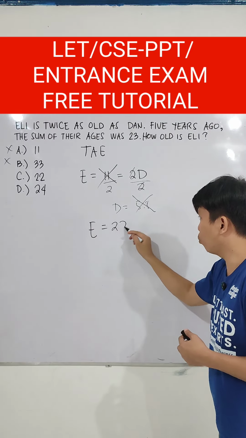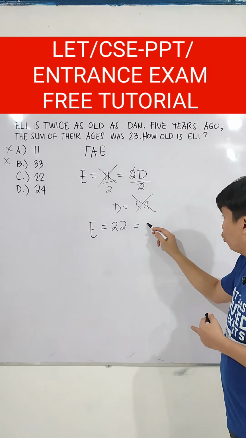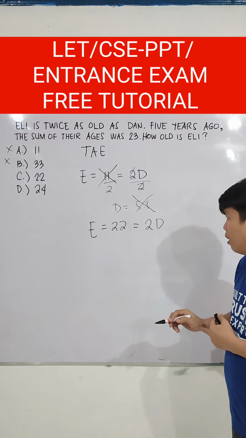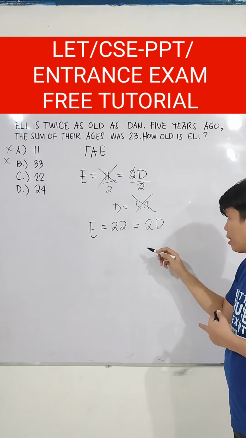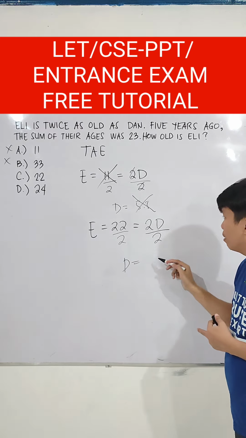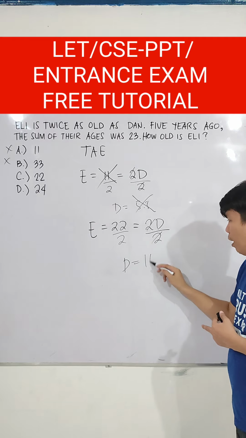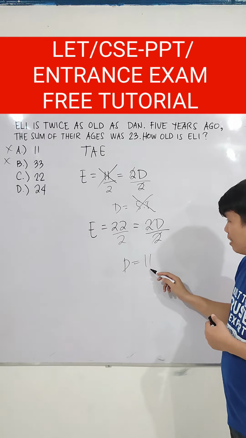Ellie is 22 and Ellie is twice as old as Dan. So if Ellie is 22 and Ellie is twice as old as Dan, therefore Dan is divide by 2. Dan is 22 divided by 2, 11. Again, we have Ellie is 22 and Dan is 11.